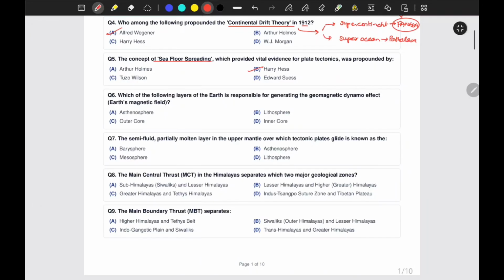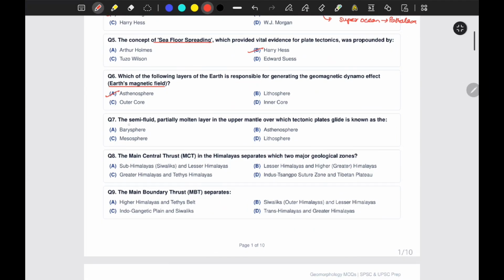So question number 6, which of the following layers of Earth is responsible for generating the geomagnetic dynamo effect, which is also known as Earth's magnetic field? Asthenosphere, outer core, lithosphere, or inner core? The correct answer here is option A, asthenosphere. Question number 7, the semi-fluid partially molten layer in the upper mantle over which the tectonic plates glide is also known as barysphere, mesosphere, asthenosphere, or lithosphere? The correct answer is asthenosphere.